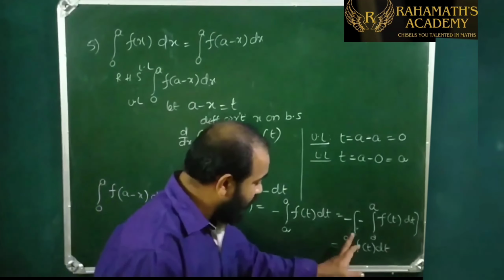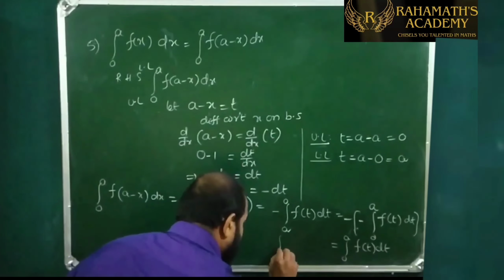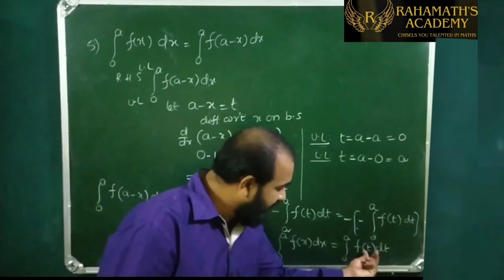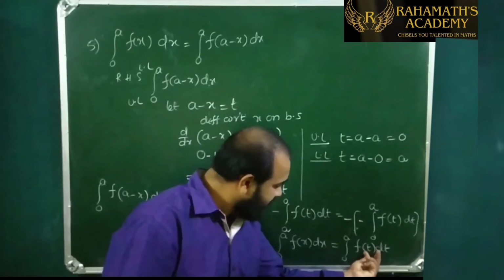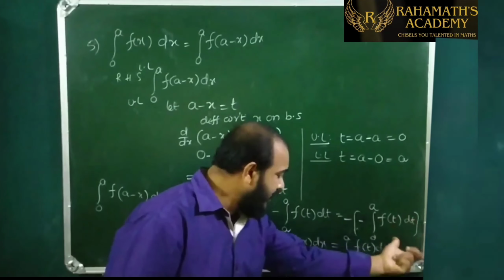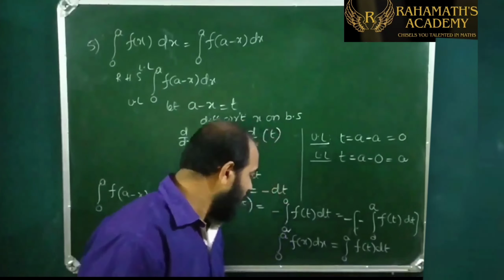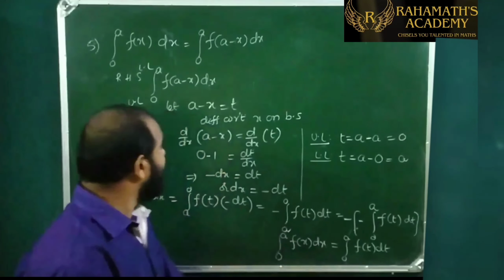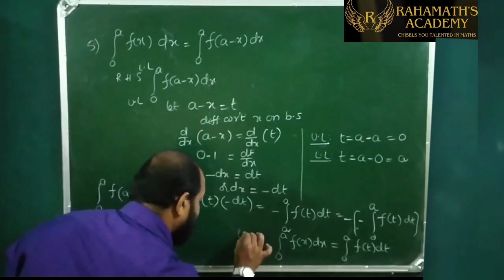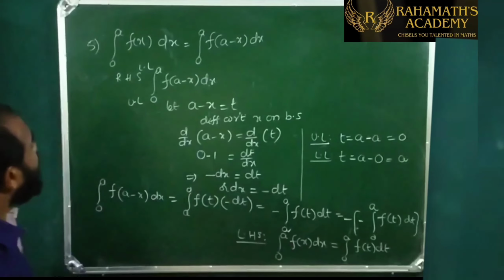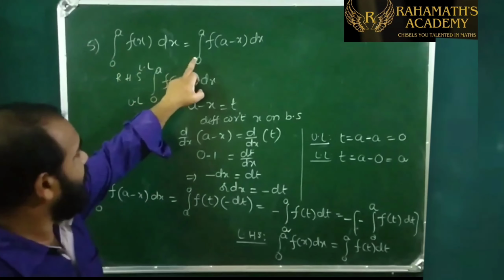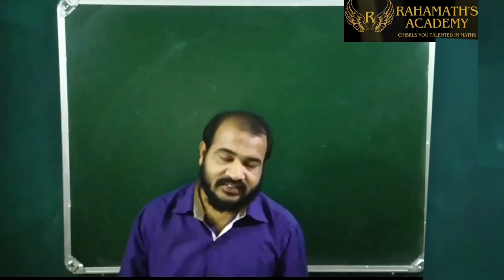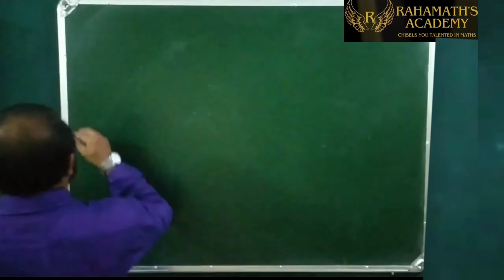So this integral 0 to a f of t dt can be replaced by integral 0 to a f of x dx, since t is a dummy variable, so we can change it to any other variable of integration. Here I have taken x. So integral 0 to a f of x dx. What is this? This is the LHS. Therefore, integral 0 to a f of x dx is equal to integral 0 to a f of a minus x dx. Let us discuss the next property.